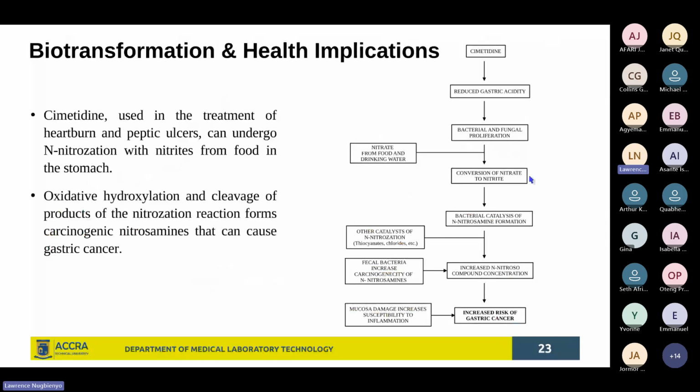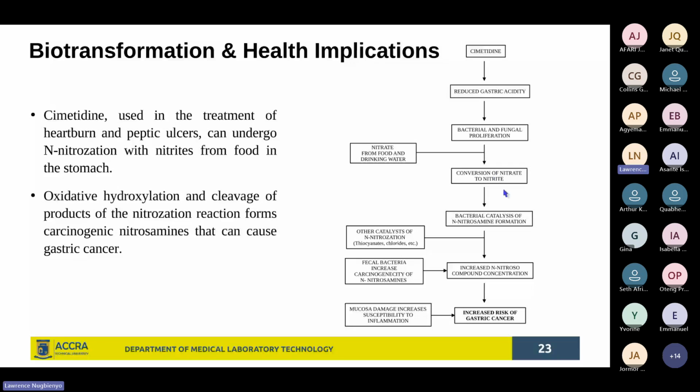another drug, which is cimetidine, which is used to treat peptic ulcers, heartburn, and that can also undergo different pathways. The drug is supposed to reduce gastric acidity, but then you can have some bacterial and fungal proliferation of the drug. And in combination with nitrites from food and drinks, you have the conversion of these nitrites in foods and drinks into nitrites.